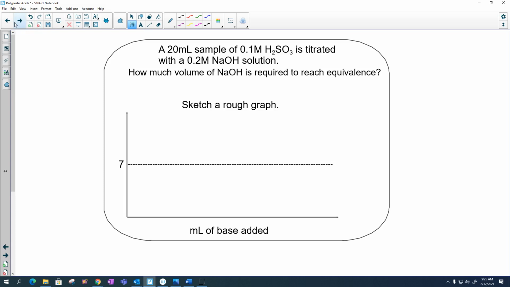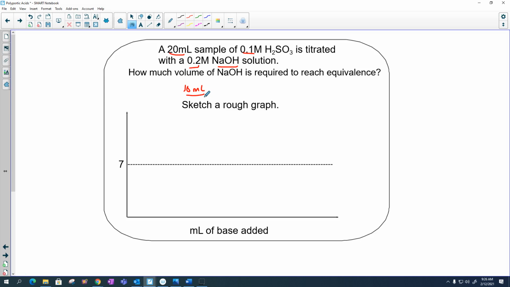Here we go. A 20 milliliter sample of 0.1 molar H2SO3 is titrated with 0.2 molar NaOH solution. How much volume is required to reach equivalence? Let's sketch the graph out. First of all, we got 20 milliliters of 0.1 molar, and I'm titrating this with 0.2 molar NaOH. Because it's twice as concentrated, it should require half as much. So how much volume is required? 10 milliliters will be required. Is everyone okay with that?